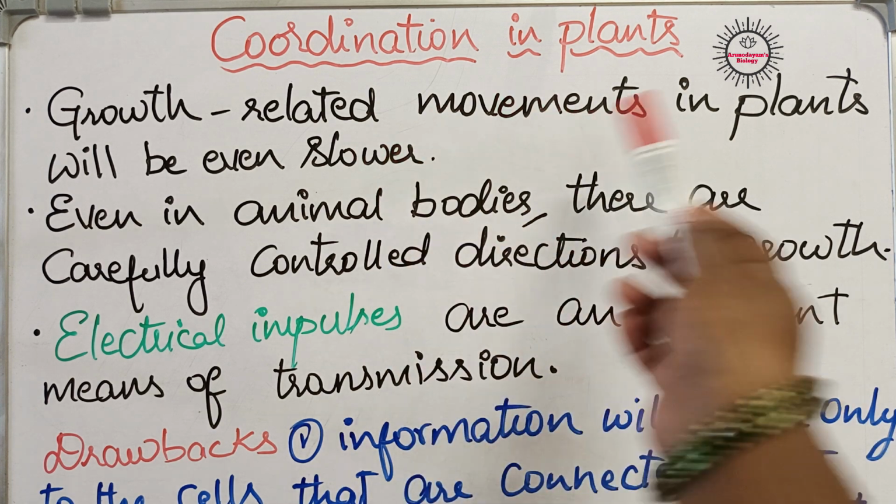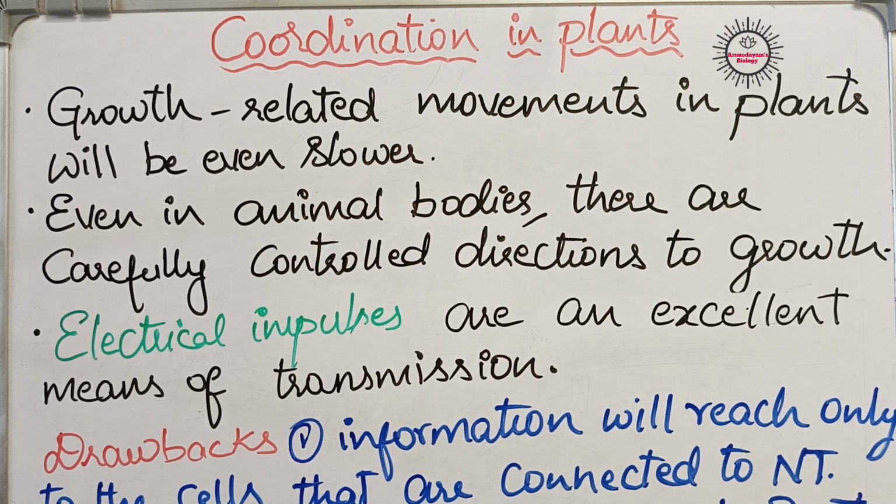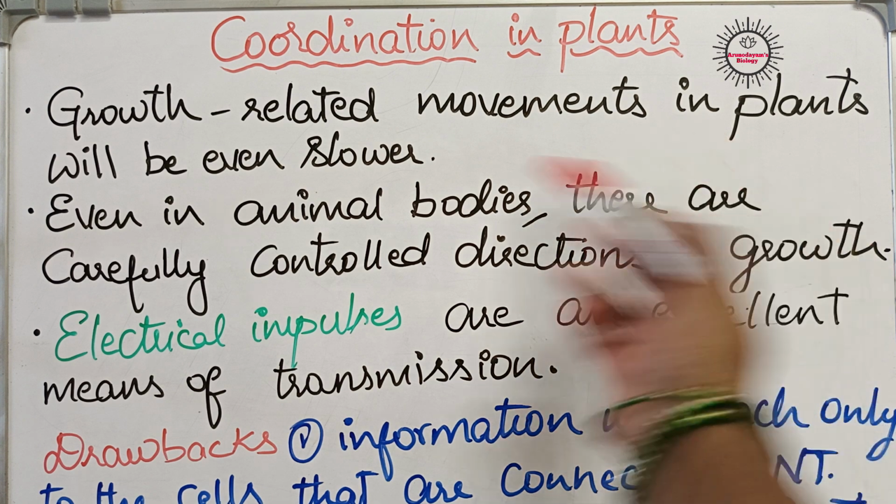Okay, growth related movements in plants will be even slower. So we have seen in case of sensitive plant that the response to touch is very quick, isn't it? Whereas coming to sunflowers, the movement of sunflower to the direction of the sun is very slow, isn't it? Actually, sunflower moves according to the light of sun. So its movement is very slow when compared to the movement taking place in touch me not plant. Growth related movements of plants are even slower.